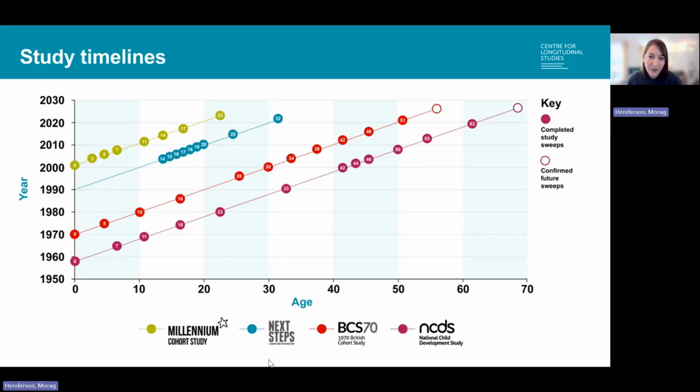So here's the slide with the actual ages on it. The oldest cohort study, the NCDS, has 12 data collections since 1958, and the latest sweep available is the age 62 to 65 study. BCS has had 11 sweeps of data since 1970, and the most recent sweep is the 51-52 study. Next Steps' most recent sweep is age 32, and that's the 9th overall sweep of the study. And the Millennium cohort study has had 8 sweeps so far.